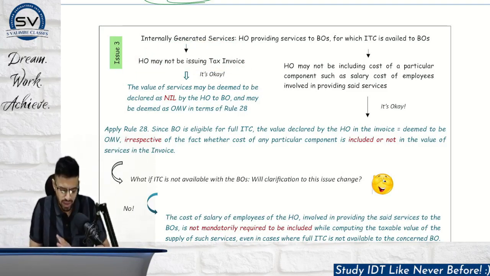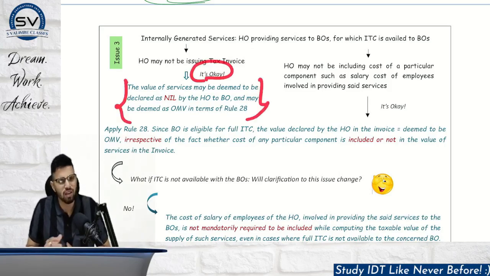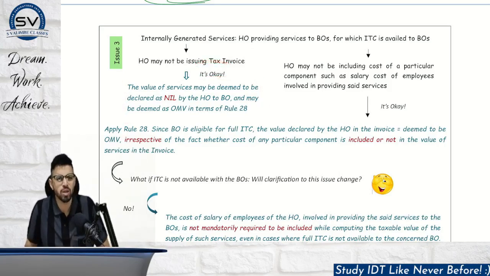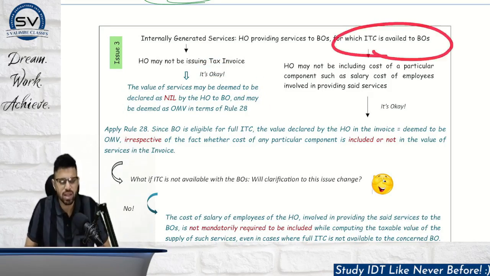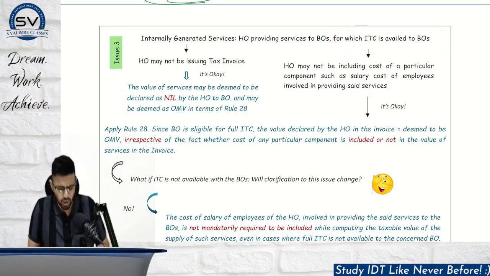But still it was clarified that it's absolutely okay. You take this value as nil. Because even if the invoice had been issued, we were going to accept that invoice value as the open market value, because the recipient is eligible for full ITC. So it's okay if your head office is not issuing a tax invoice, that is all right.